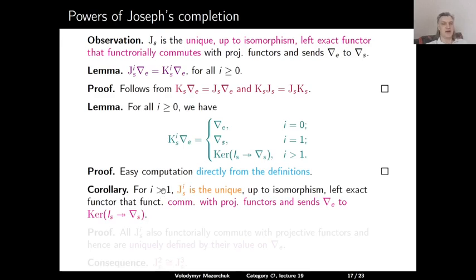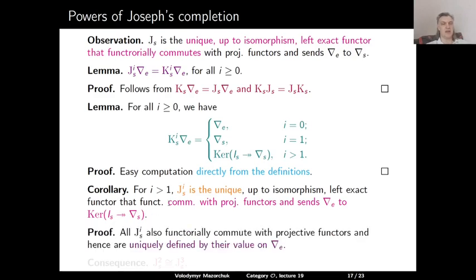Consequence: for I greater than 1, J_S to the power I is the unique up-to-isomorphism left exact functor which functorially commutes with projective functors and sends nabla E to the kernel of the natural surjection from I_S to nabla S. So, of course, all powers of J_S functorially commute with projective functors, and since they all send nabla E to the same module, they all are isomorphic and have this particular description. So one consequence of this is that the second power of J_S is isomorphic to the third power of J_S.